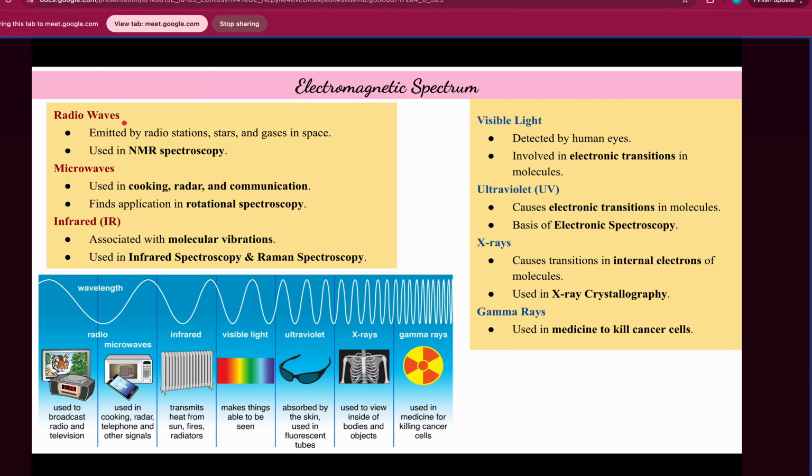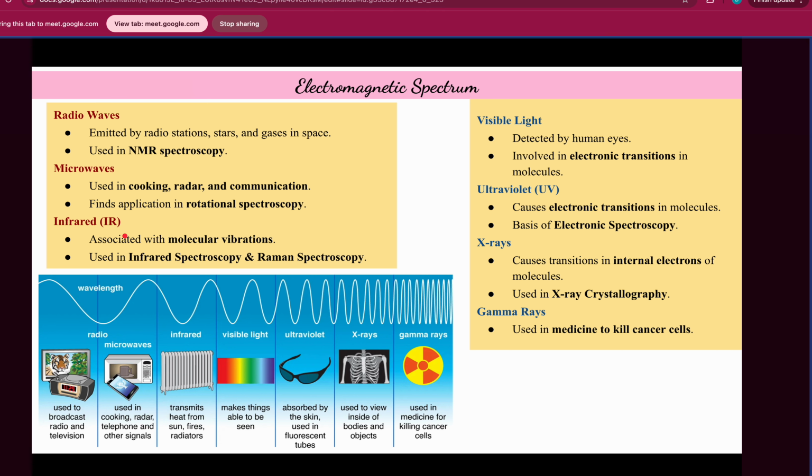So firstly, we'll talk about the radio waves. Radio waves are generally emitted by radio stations, stars, and gases in space, and are used in NMR spectroscopy, which we have studied in the last week. Then come microwaves, which are used in cooking, radar, and communication, and find their application in rotational spectroscopy.